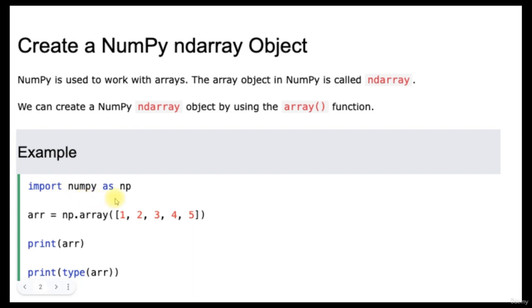We'll import NumPy as np, then we will make one arr variable and we'll use this function called np.array, and inside this function we'll pass one Python list, and then we have a ready-made NumPy array, and as you can check by printing the values of the array or also by checking the type of the variable in Python. So NumPy is used to work with arrays, and the array object inside NumPy is called the ndarray that we have already discussed. Now we can create a NumPy ndarray by using this array function. That is also done. So up till this part we are very clear.